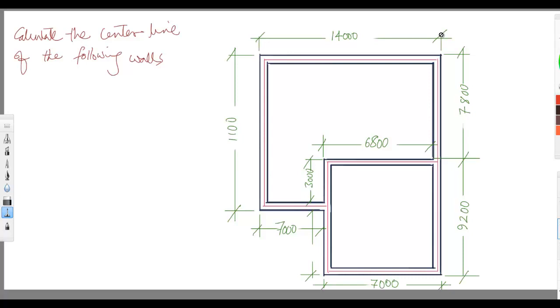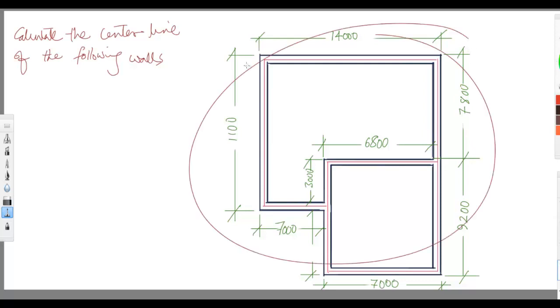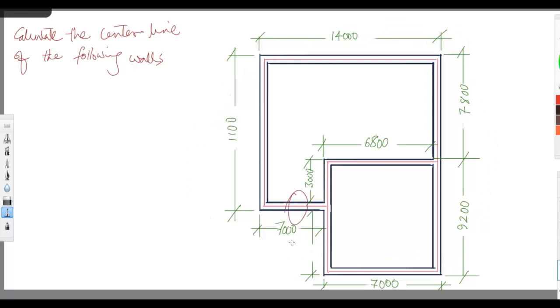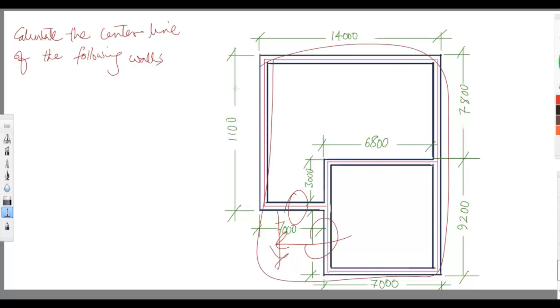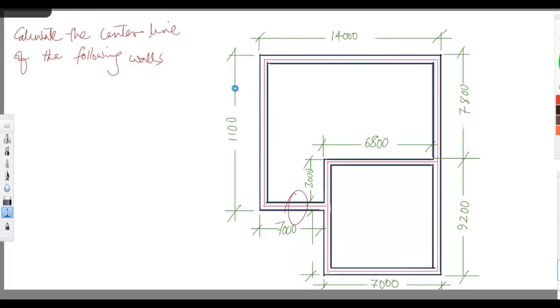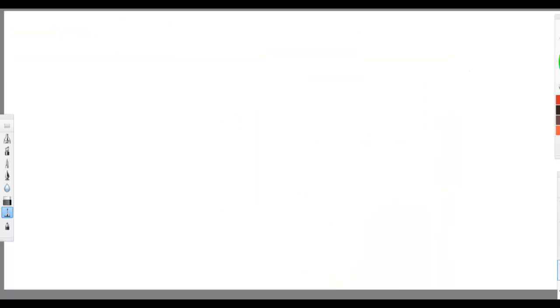We have this example of calculating the center line for a wall, and the wall is, as you can see here, irregular. We can't apply only the formula to it, because this part will go down and this part will go this side, and this will make a rectangle which we can use the equation for, but this part and this part will be left out, so we need to add them up.